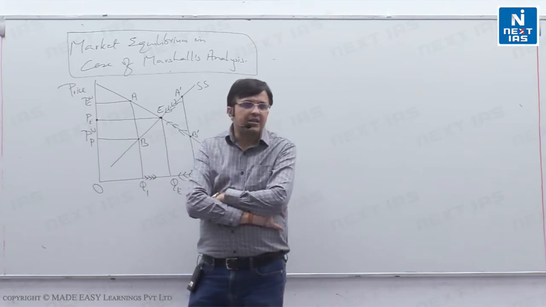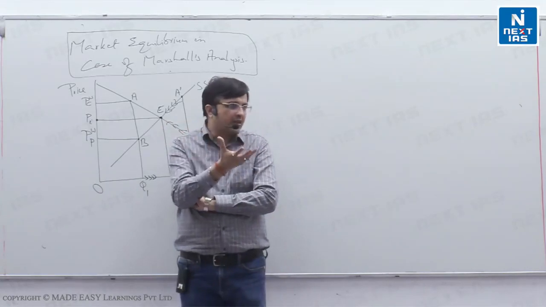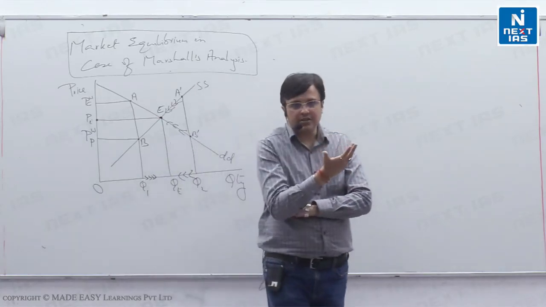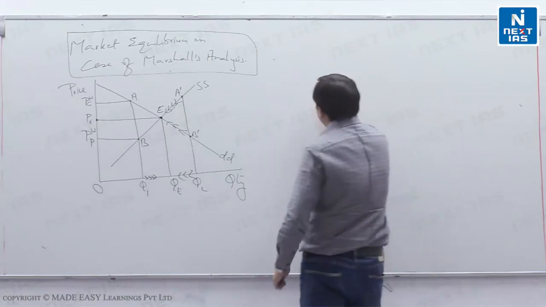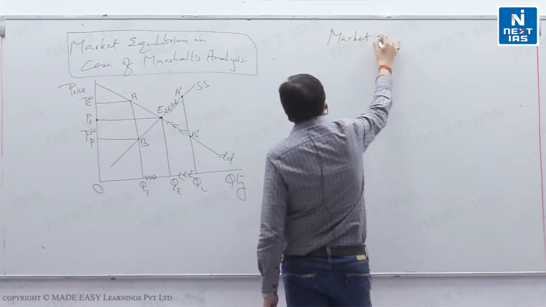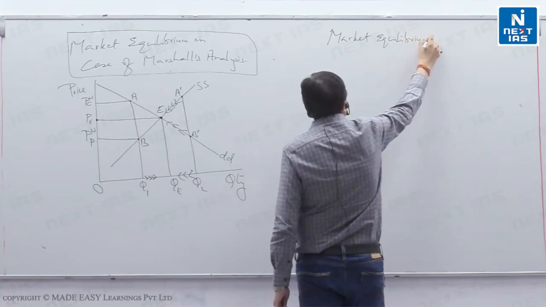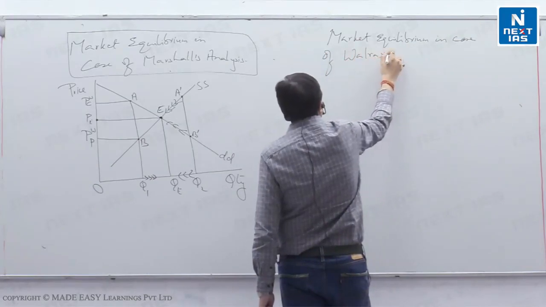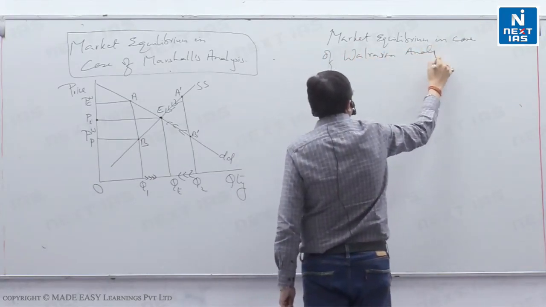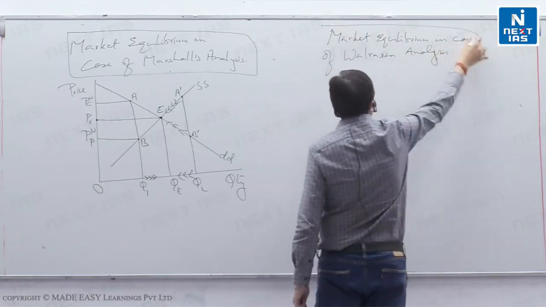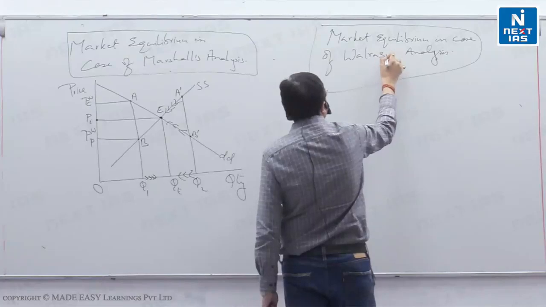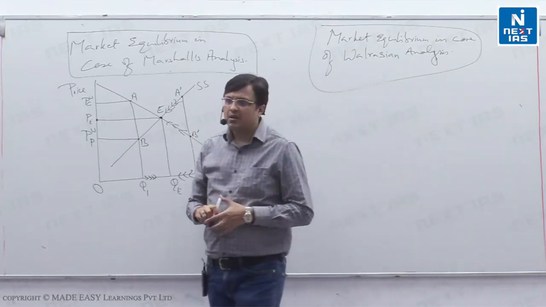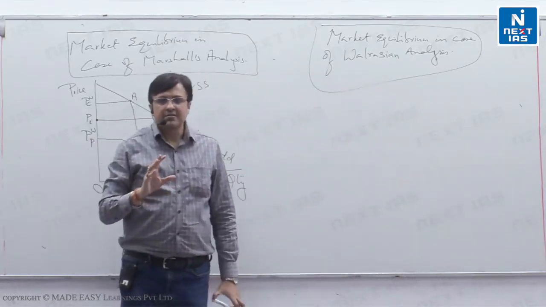And I believe all of us understand stability. You disturb it from equilibrium, it will come back to it. It doesn't go away. How unstable equilibrium arises, I'll teach you that. But before that, I'm introducing you to another thing, market equilibrium in case of Walrasian analysis. Walrasian analysis. Yes, yes.